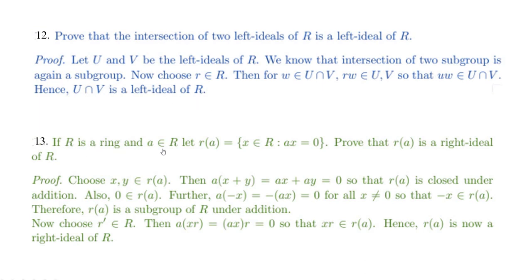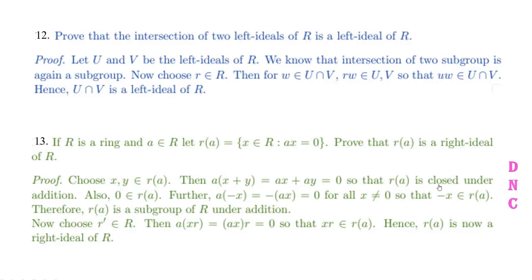Next, if R is a ring and a belongs to R, and r of a is the set of all x in R for which ax is 0, then we are asked to prove that r of a is a right ideal. R is not a commutative ring. So we have r of a to be just a right ideal. So again, we have to have that D and C. D is the description, non-empty because 0 belongs to r of a. You can write 0 as a into 0. So you have 0 belonging to r of a.